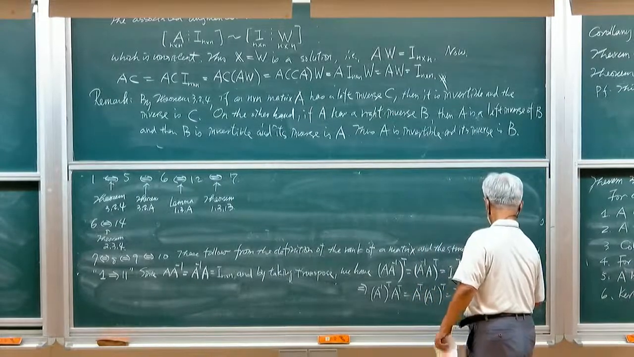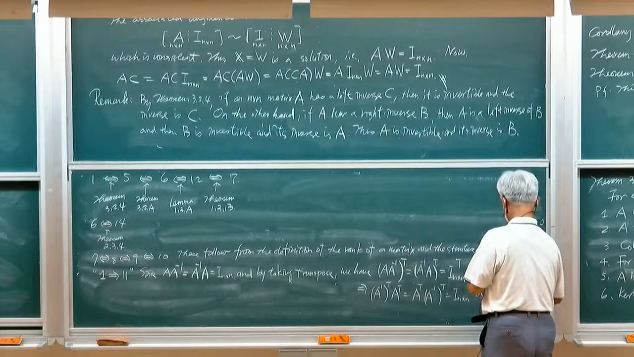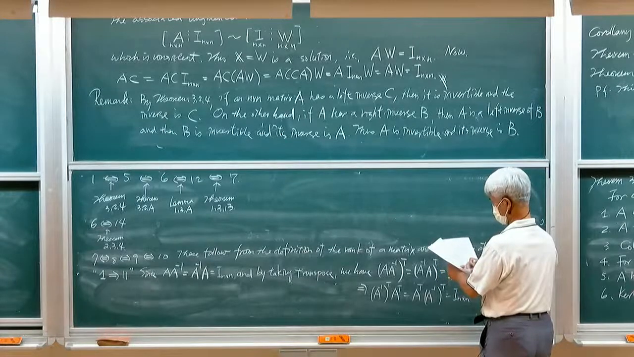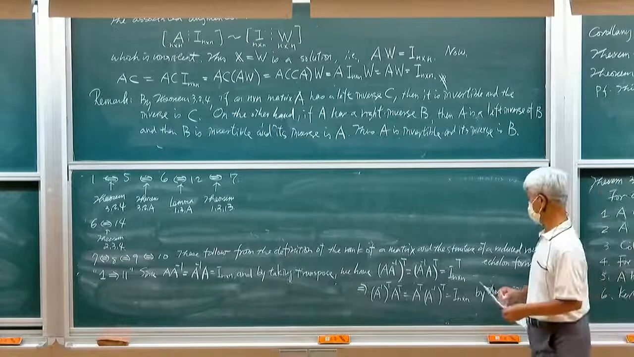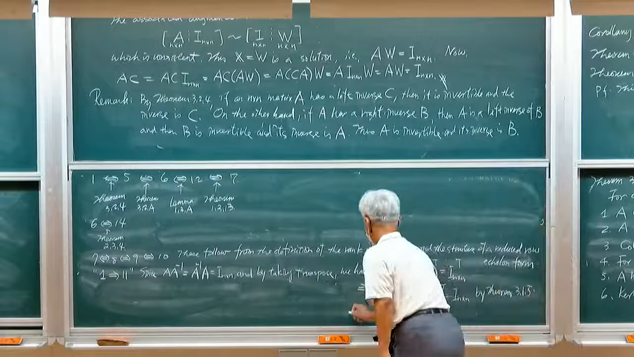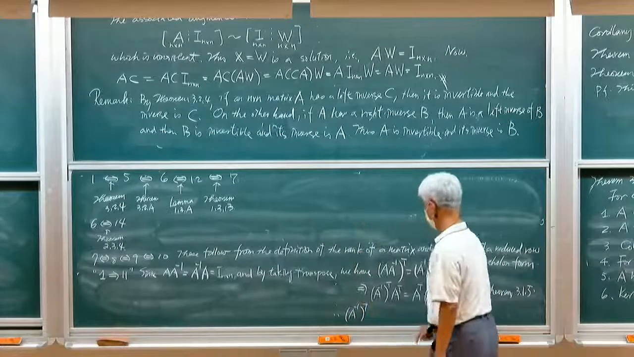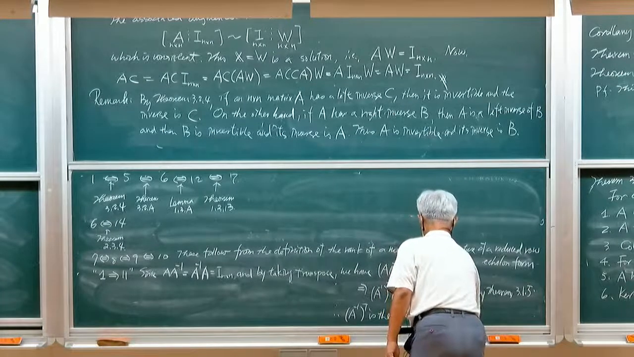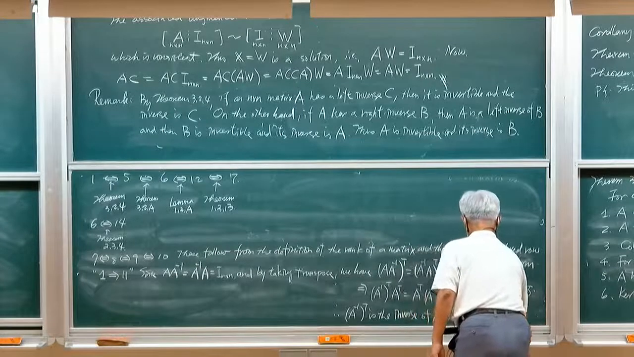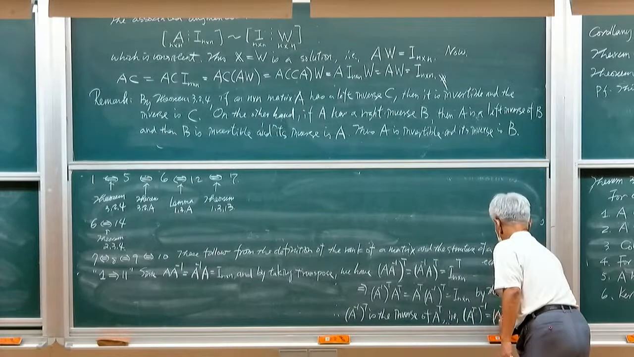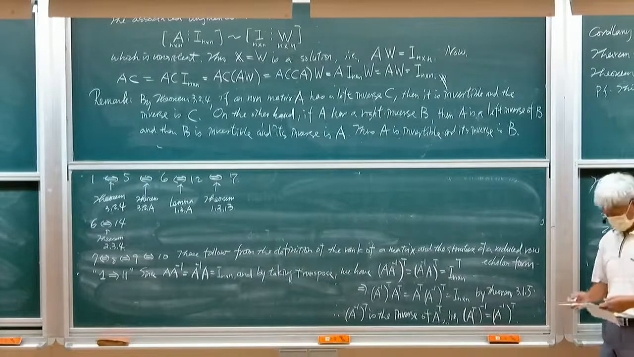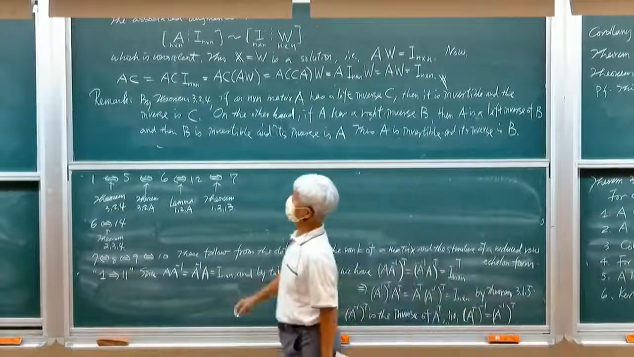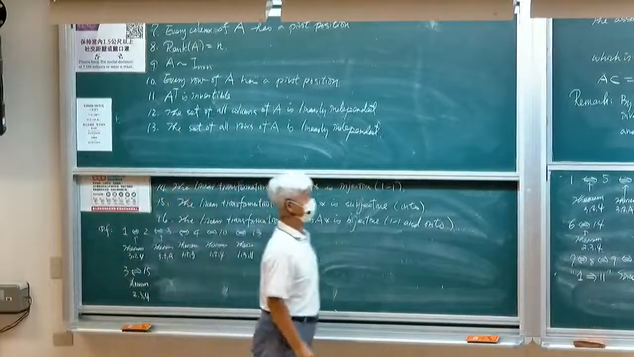By theorem 3.1.5, which we proved on Wednesday, from here you see that this matrix is the inverse of A transpose, i.e. the inverse of A transpose is equal to the transpose of the inverse of A. Okay, so A transpose is invertible.